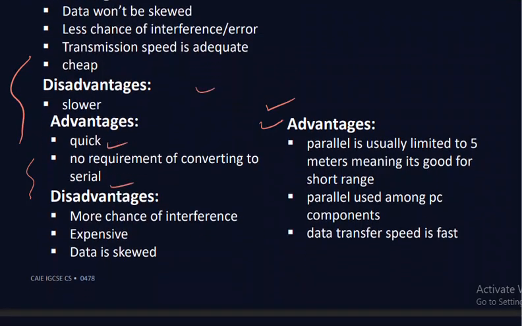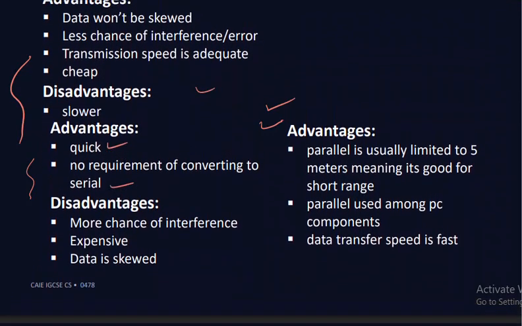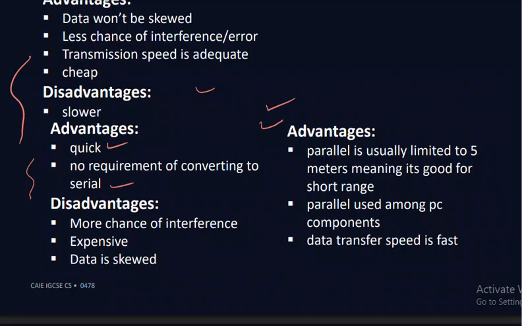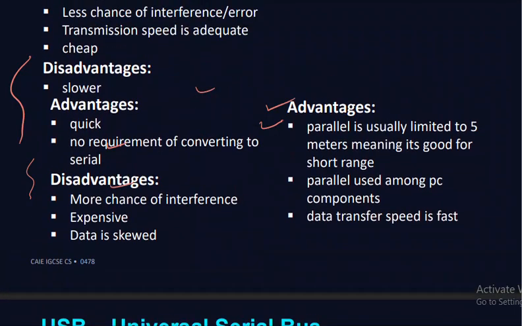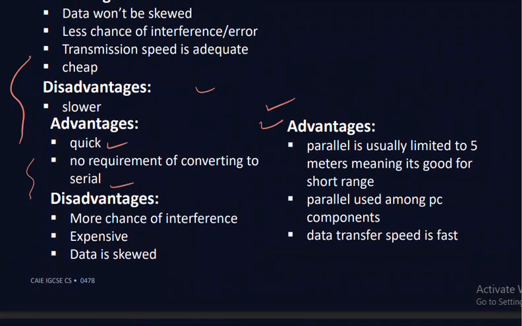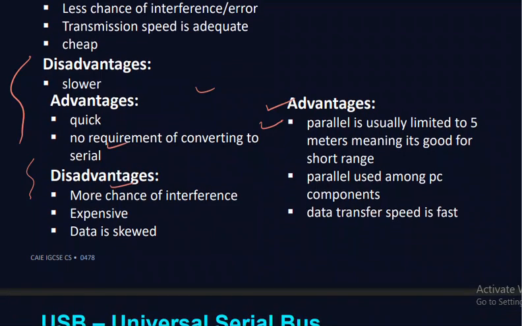And in simplex, there is no requirement for converting to serial, and there are some more advantages. Parallel is usually limited to about 5 meters, meaning it is good for short range. Parallel is used among PC components, and data transfer speed is fast. The disadvantages are more chance of interference, and it is expensive.